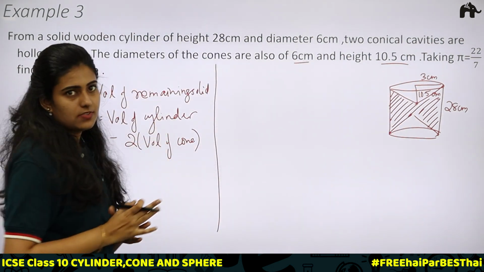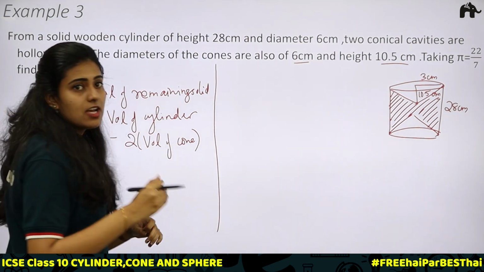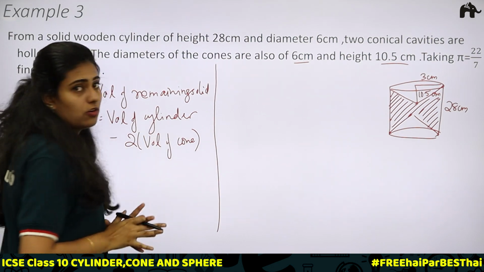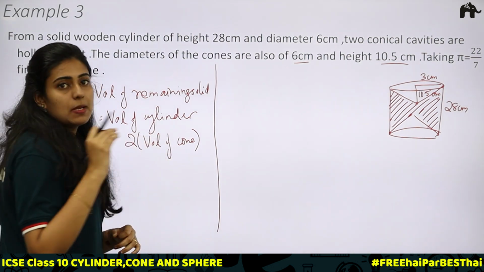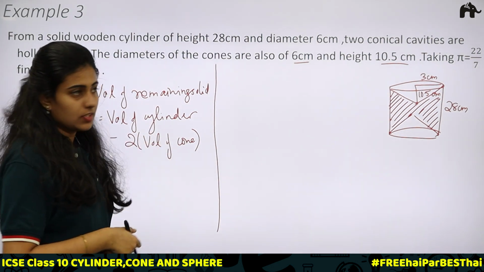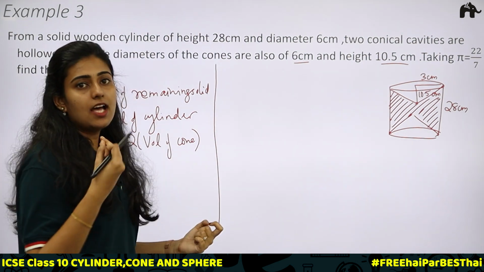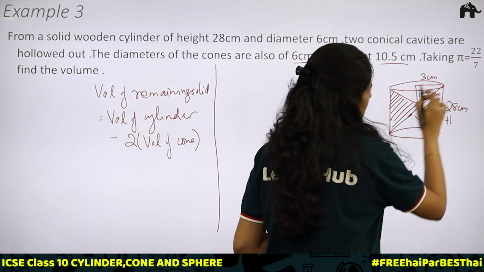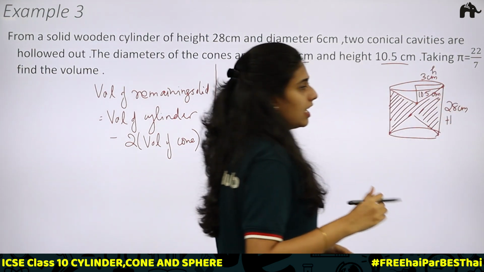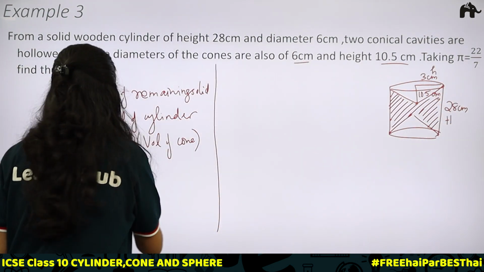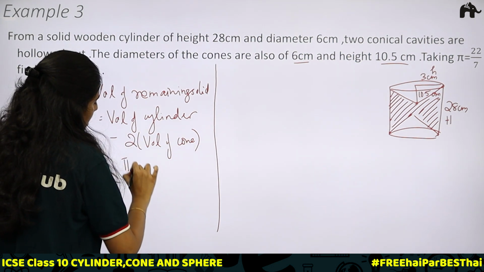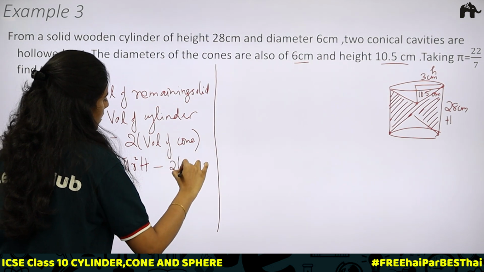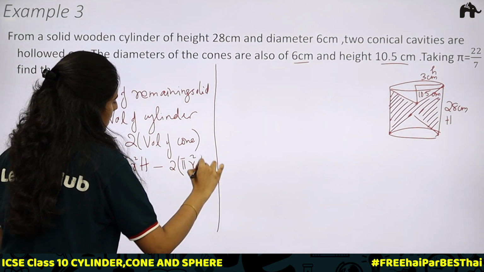Now what is the volume of the cylinder? Volume of a cylinder is pi r square h, and the volume of a cone is 1 by 3 pi r square h. Here the radius is the same but the height is different. Let us take capital H as the height of the cylinder and small h as the height of the cone. Therefore, we have pi r square capital H minus 2 into pi r square small h.